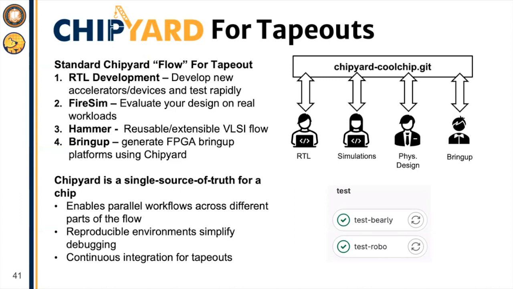Essentially, all of these tasks work out of the same repository, so there's a single source of truth for the entire tape out project. This enables parallel workflows across different parts of the flow. The entire make process for building the GDS that Chipyard produces is pretty reproducible, which means you can debug the chip after it's been taped out.